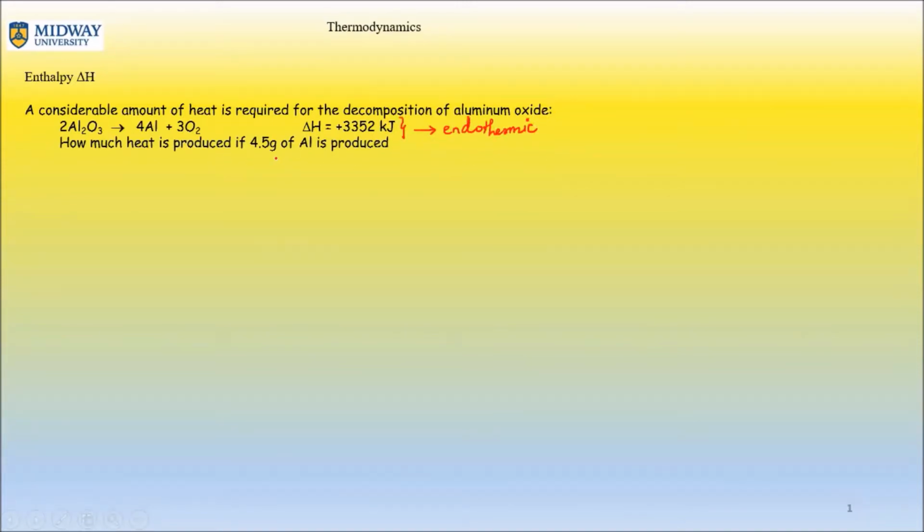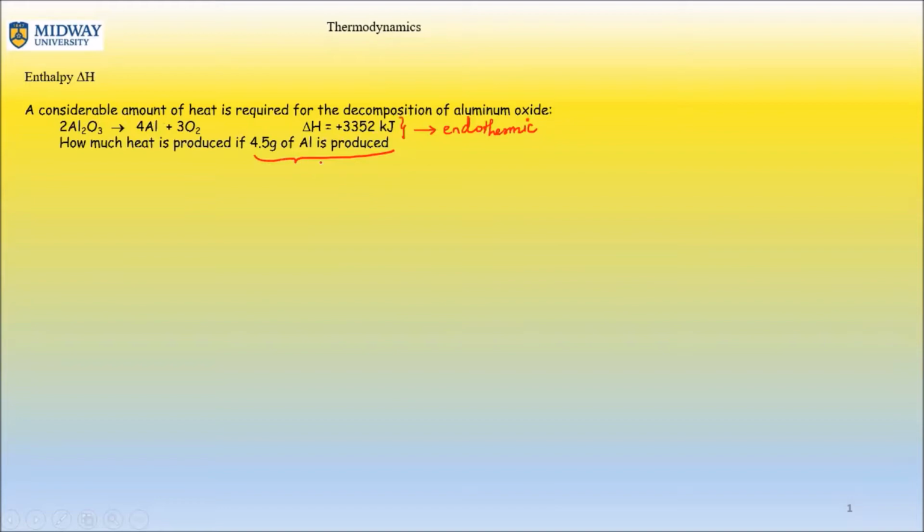How much heat is produced if 4.5 grams of aluminum is produced? All right, so here's where the grams to moles conversion comes in. Keep in mind, this is per mole of all of these. Now, we need to know how much of that is aluminum in terms of moles, then we can figure out the energy with respect to just aluminum. This value right here is for the entire reaction, per mole of the entire reaction, but not per mole of each one of these, right?